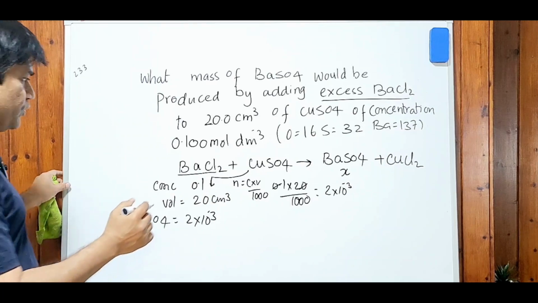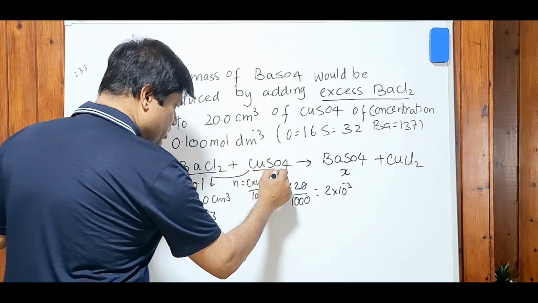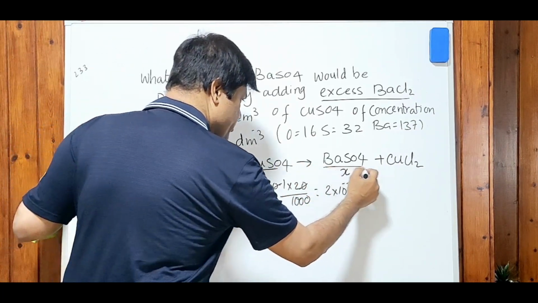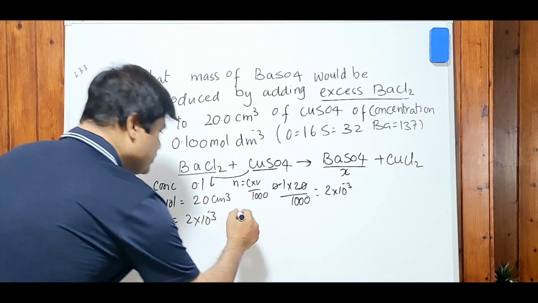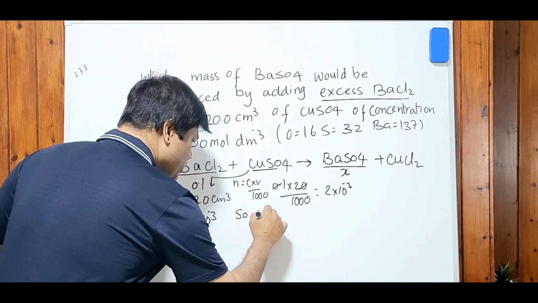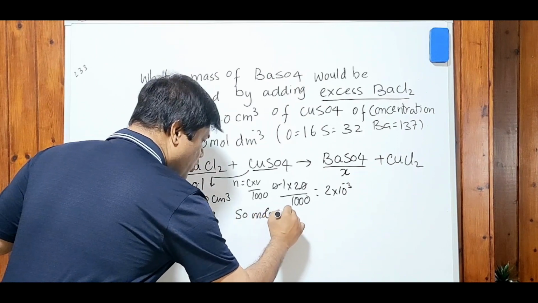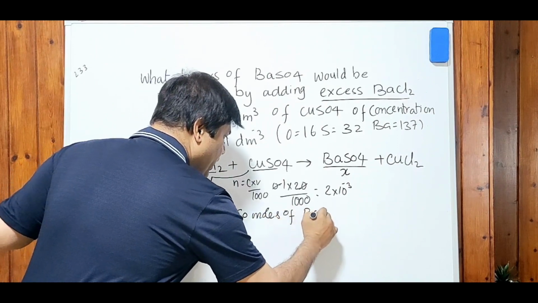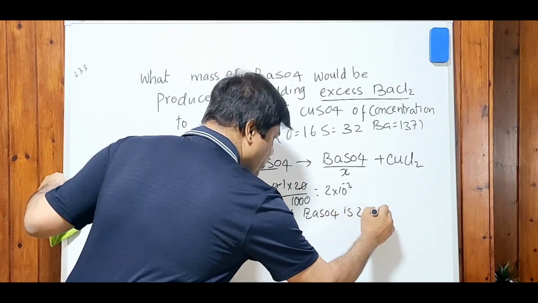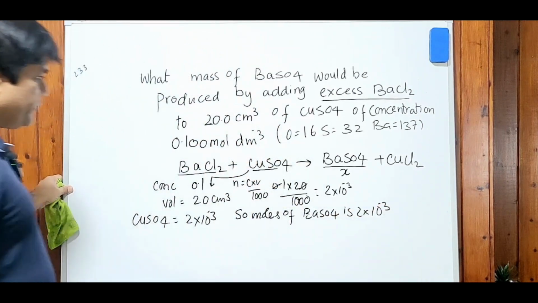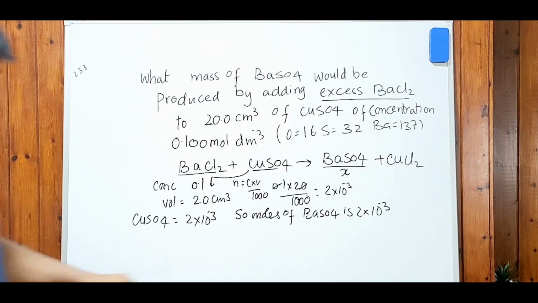So we have to look at the relationship between copper sulfate and barium sulfate. What's the molar ratio? 1:1. Okay. So moles of BaSO4 formed is 2 times 10 to the power of minus 3. Is that clear? With that mole, can we work out the mass of the barium sulfate formed?